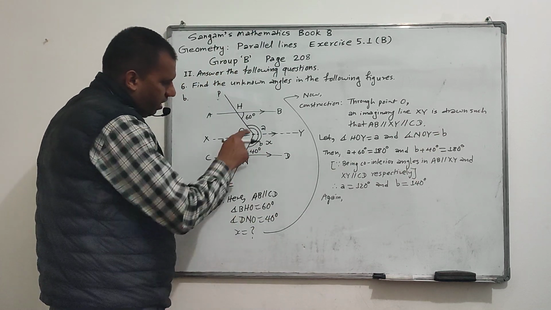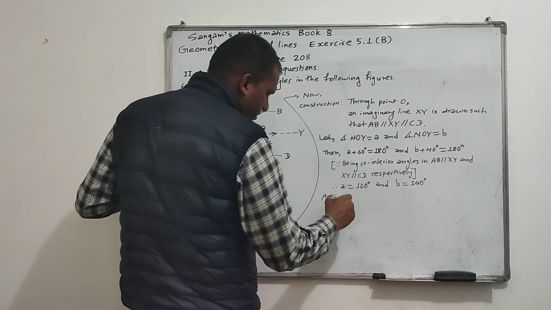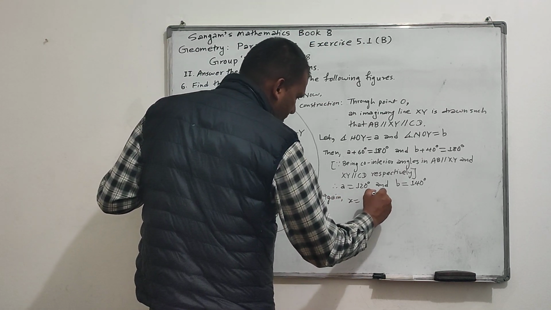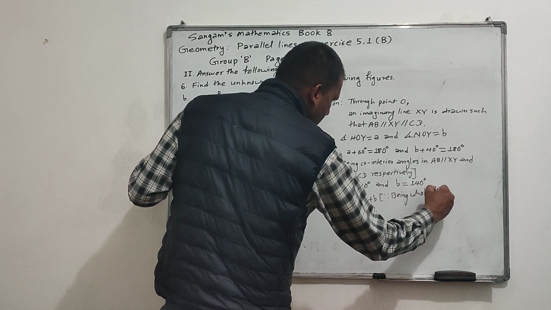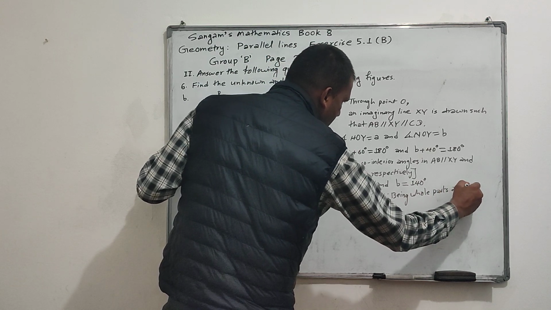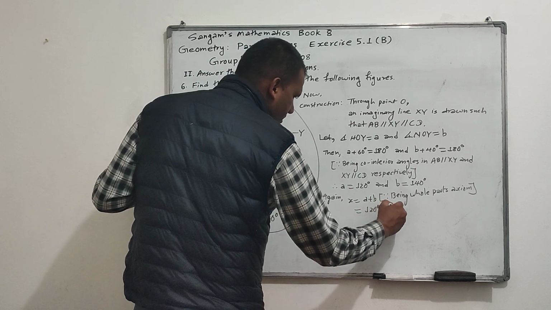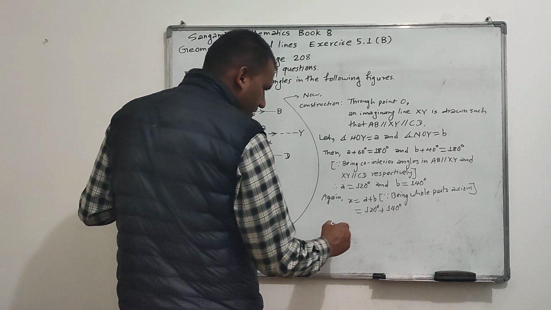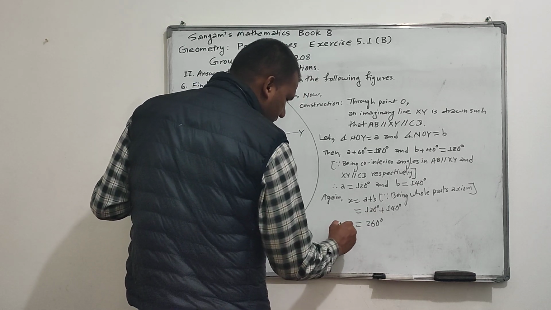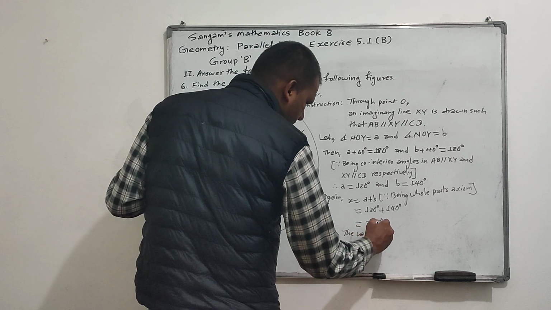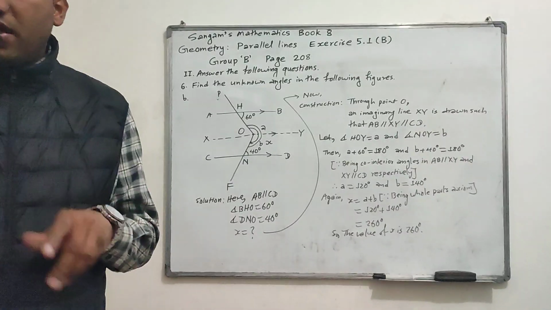Again, we have to find the value of x. x is the sum of A and B. Upper part of x is angle A, lower part of x is angle B. So we can write x equal to A plus B, because being both parts axiom. Now value of A is 120, B is 140. Now it becomes 260 degree. So the value of x is 260 degree. This is the answer.